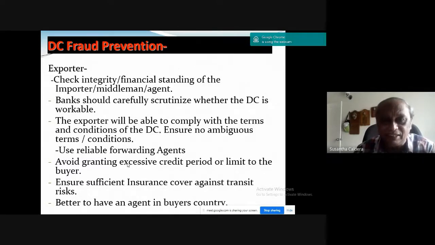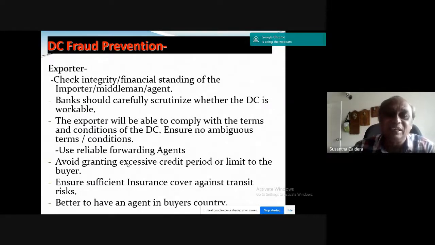We have to use reliable forwarding agents. That's the last example at the end of the night. Last example at make a venue. What is the risk? We are talking about risk, right?